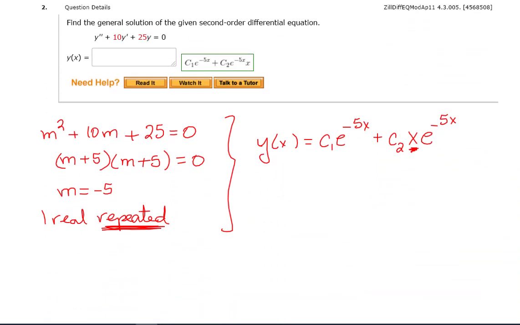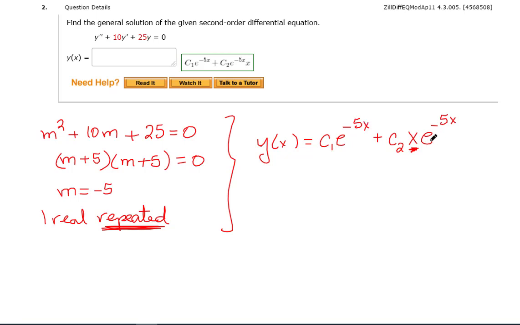All right, in question 2, we repeat the same process. m squared plus 10m plus 25 equals 0. That factors into m plus 5, m plus 5. So I get that m is minus 5. So I've got one real root and it's repeated. And so I get c1 e to the minus 5x.